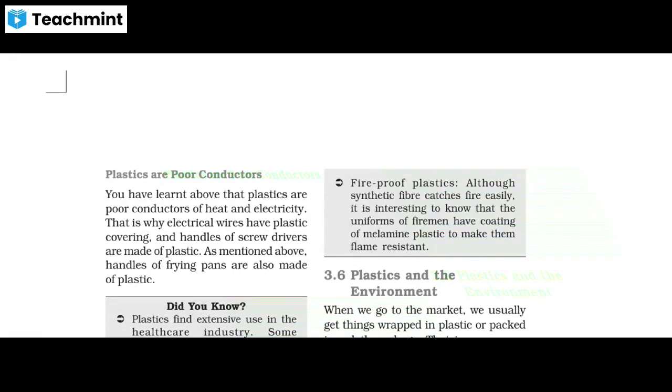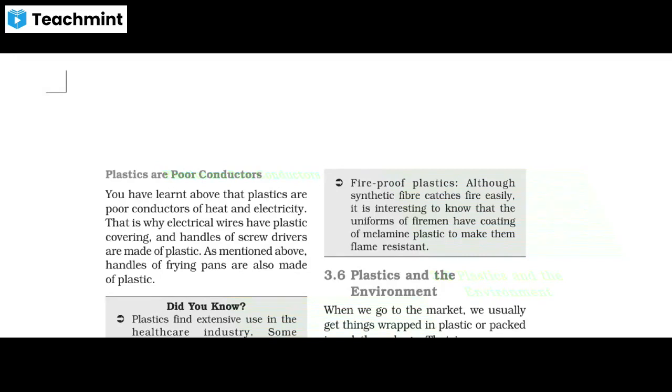Those all are made up of plastic because plastics are poor conductors of electricity as well as poor conductors of heat. So here, the plastics are poor conductors of heat and electricity. That's why electric wires have plastic covering and handles of screwdrivers are made of plastic.